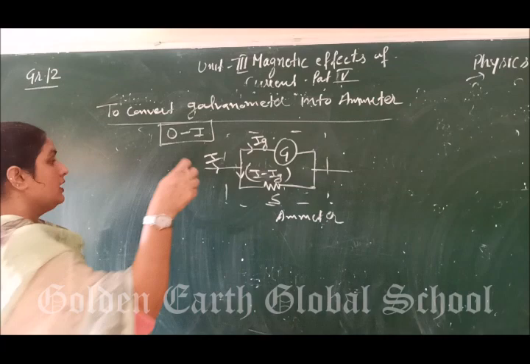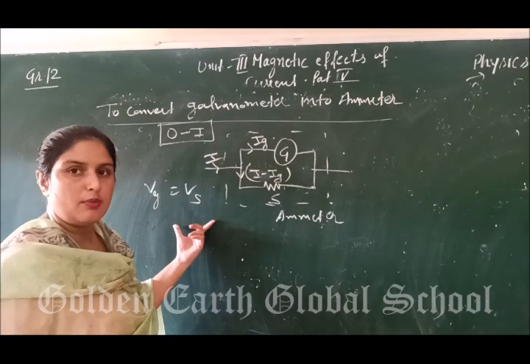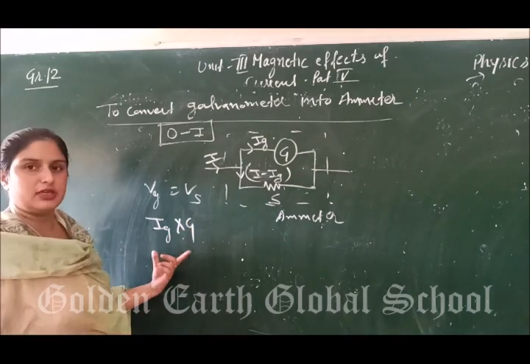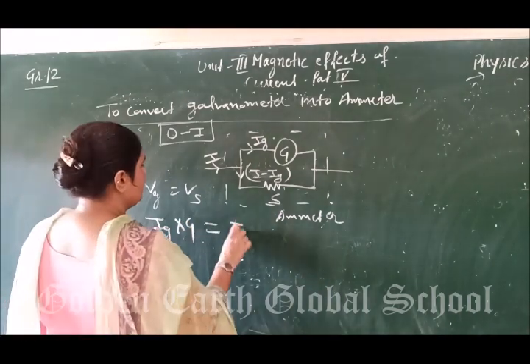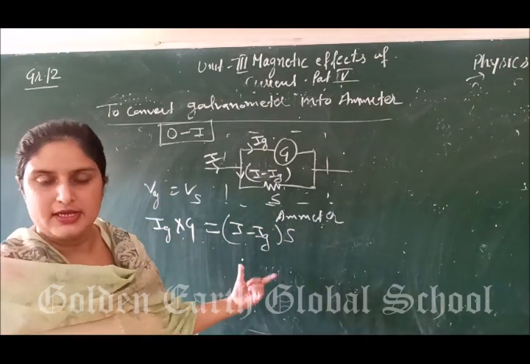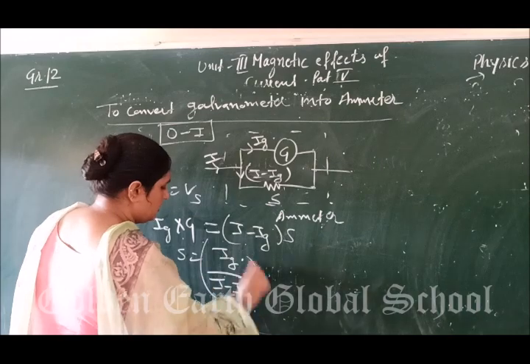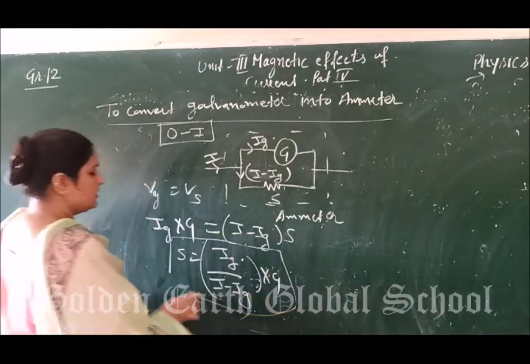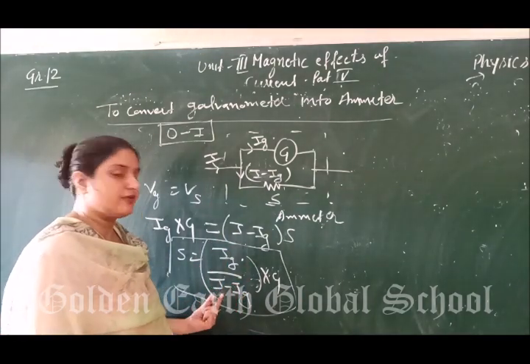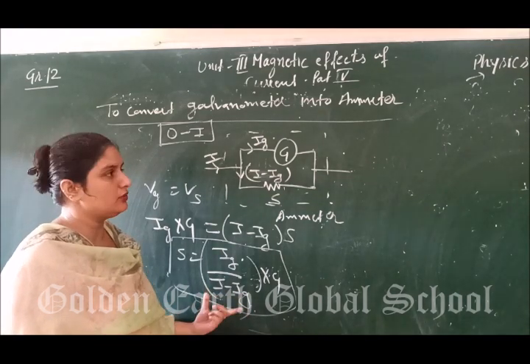Now Vg will be equal to Vs. Potential across the galvanometer will be equal to potential across the shunt resistance. Now Ig into G, where G represents the resistance of the galvanometer, is equal to I minus Ig into S. From here you can calculate the value of S. S is given by Ig upon I minus Ig into G. So this shunt resistance we can calculate to convert the given galvanometer into ammeter of range 0 to I. We will put the value of I according to our requirement or according to our question.